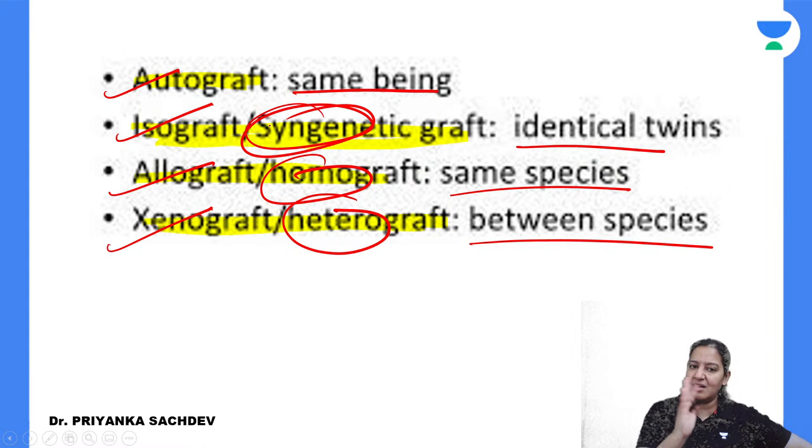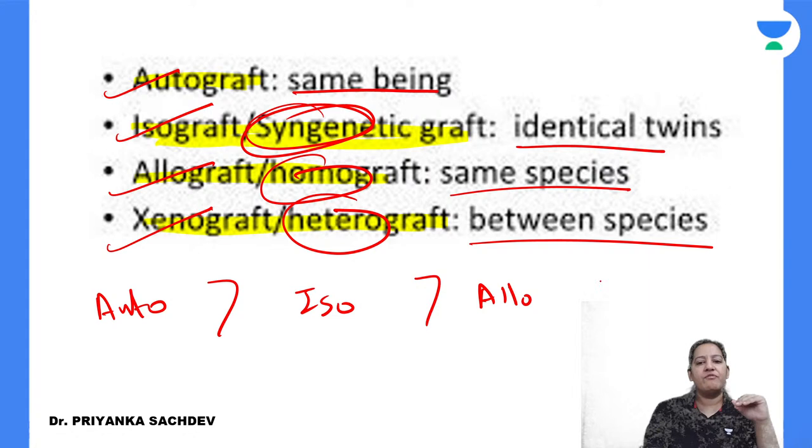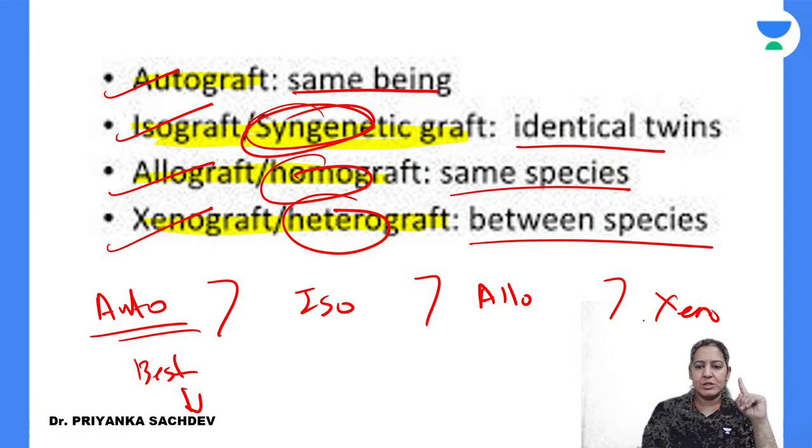So tell me which is the best one, which is the worst one. The sequence is auto, the best one, followed by iso, followed by allo, followed by xeno. So this one is the best, chances of rejection are least. And this one is the worst because chances of rejection are maximum.